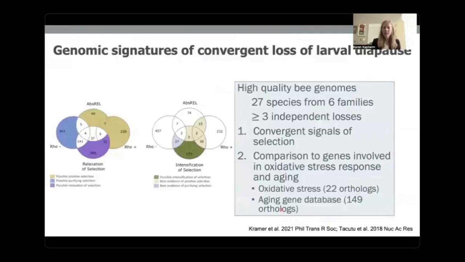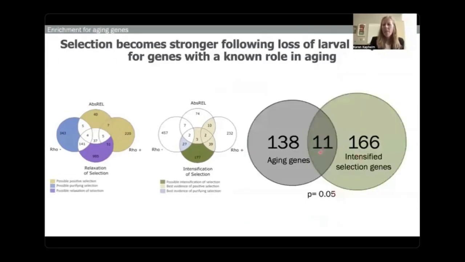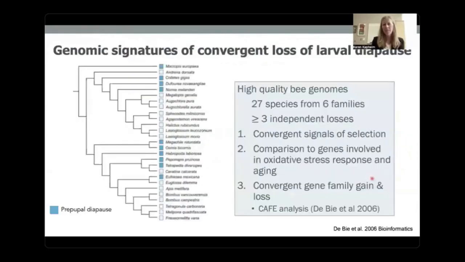So we did a formal enrichment analysis. We looked at orthologs of genes that are involved in oxidative stress and orthologs of genes with a known function in aging. And we asked whether they're enriched in any of these categories. We didn't find any significant enrichment for oxidative stress genes, although there's such a small number of them, it may be hard to detect. We did find a modest, though statistically significant, enrichment for aging genes among those genes that show an intensified response to selection. So selection's getting stronger on genes with a known role in aging.